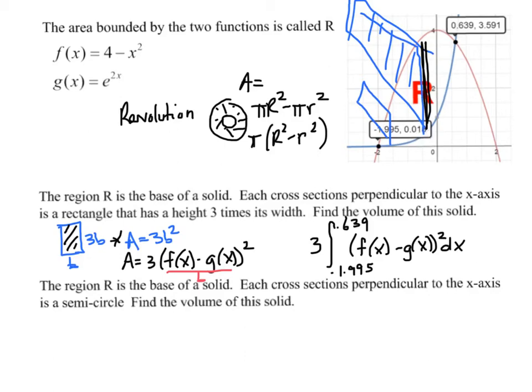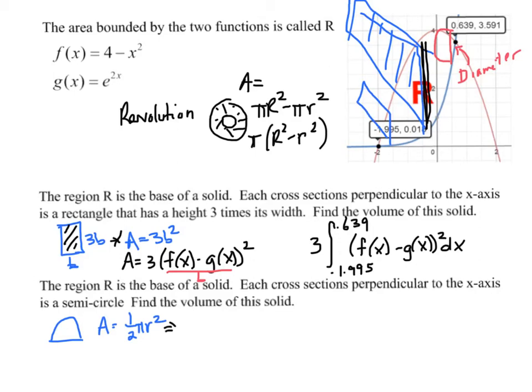Okay. Now, in this last example, it says each cross-section perpendicular is a semicircle. So let me draw a semicircle. I always like to just say that area is 1/2 pi r squared. Well, this distance between the two functions up here doesn't tell me the radius. That tells me the diameter. Okay. So because of that, I have to take that difference and divide it by 2.